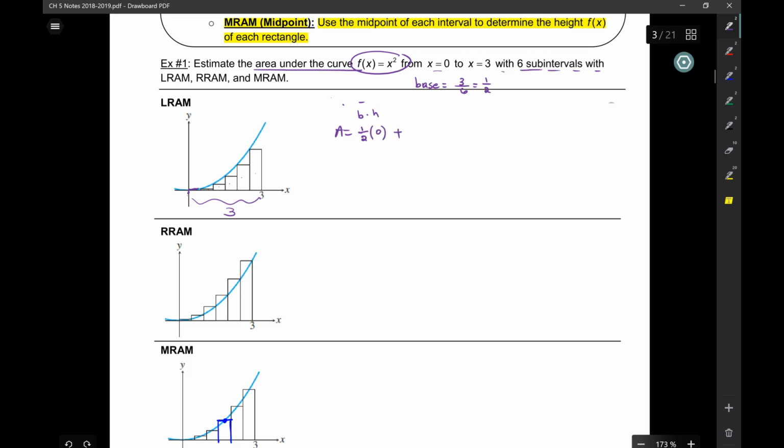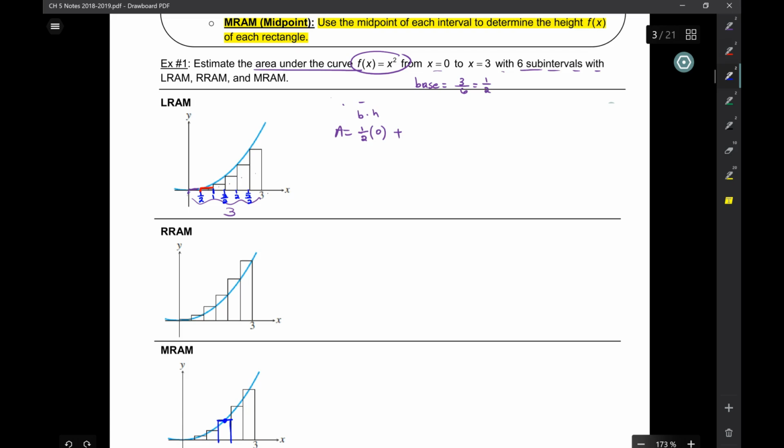Plus, okay, now take a look at this one. What's the height here? Okay, what's the x value there? Is it 1 here? No, it's 1/2, right? Each one of them has a length of 1/2. So let's just do this for a minute. If this is x equals 0, this is x equals 1/2. What about here? 1, 3/2, 2, 5/2, and 3.